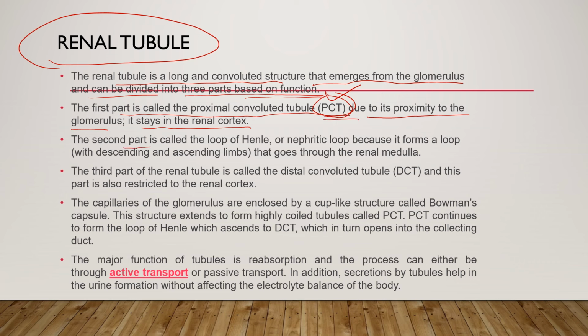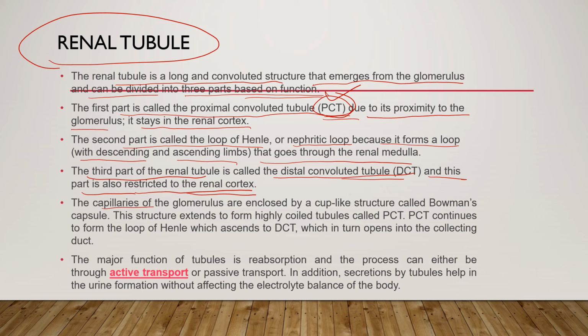Okay. The second part is the loop of Henle or the nephritic loop, because it forms a loop with the descending and the ascending limbs that go through the renal medulla. So first is the renal cortex and then comes the renal medulla, where the ascending and the descending limbs both constitute the loop of Henle. Now the third part of the renal tubule is what? It is the distal convoluted tubule, as this part is also restricted to the renal cortex.